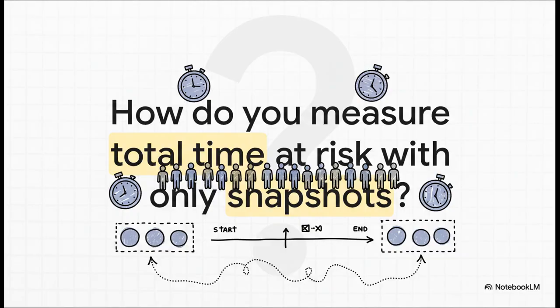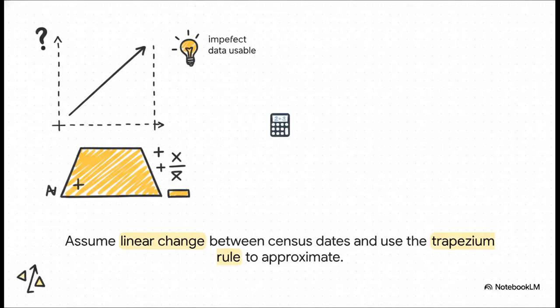Because the true measure of risk isn't just the number of people, it's the total amount of time they were exposed to that risk. So how can you possibly measure that total time if all you have are these once-a-year snapshots? And the solution is actually pretty genius. Statisticians make a simple but really powerful assumption. They assume that the number of people in the group changed at a steady, constant rate between those two census dates. And if you make that assumption, you can use a simple shape from geometry class, a trapezoid, to get a really good estimate of the total time everyone was exposed to risk. It's an incredibly clever shortcut that makes real-world, messy data useful.